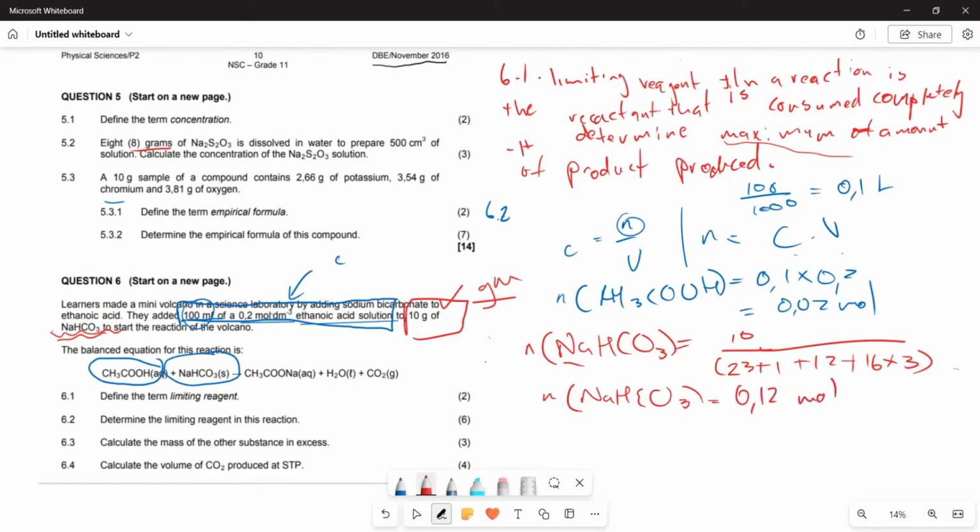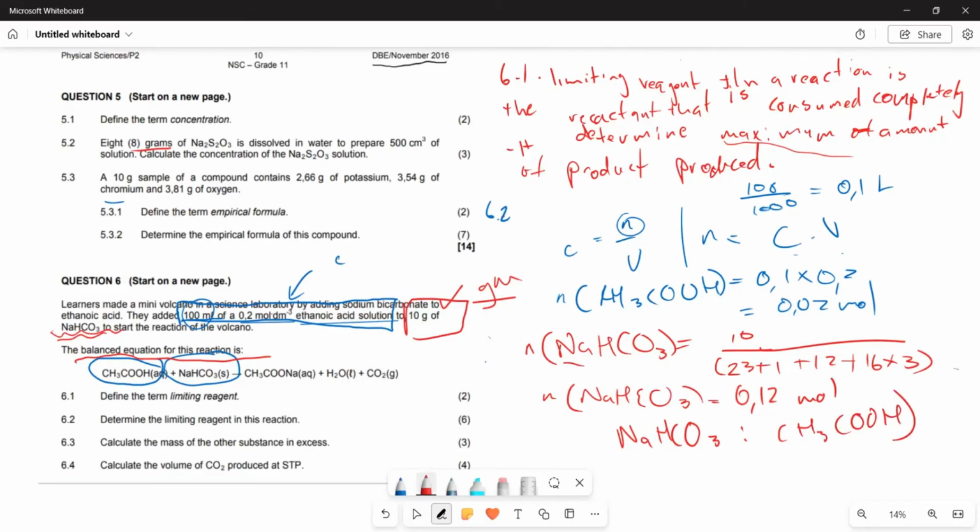0.12 mole. Now you have answered the first part of the question. The next thing you are going to do is compare the ratio. They said this is a balanced reaction, and from a balanced reaction you can compare and say: look, your NaHCO3 is to your CH3COOH, right? What is going to be the ratio of this?